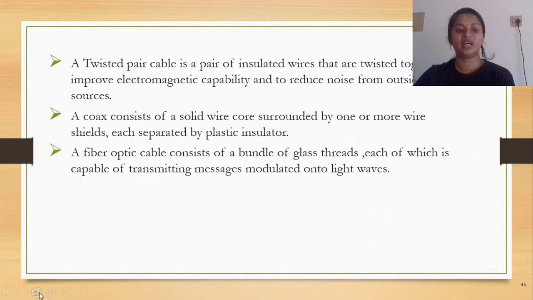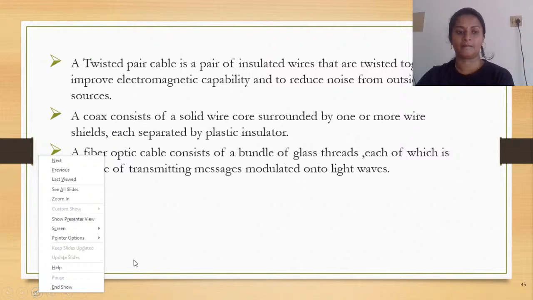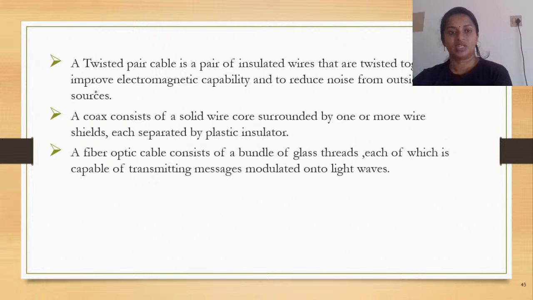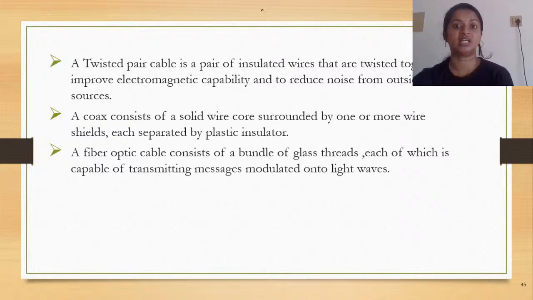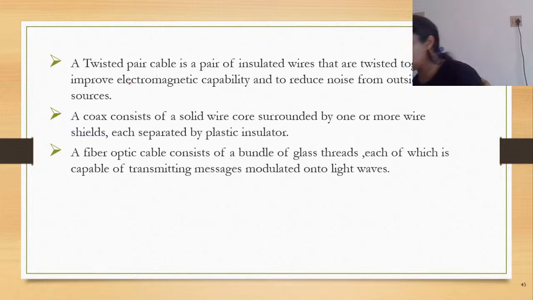So now let us consider twisted pair cables. When you're talking about pair cables, it is a pair of insulated wires. These insulated wires are used because we don't want the strength of the signal to decrease. Is the idea clear? It doesn't want the strength of the signal to be decreased, so it is given proper insulation. Now, the wires are twisted together. What does it provide? It provides electromagnetic protection and reduces the noise from outside sources.